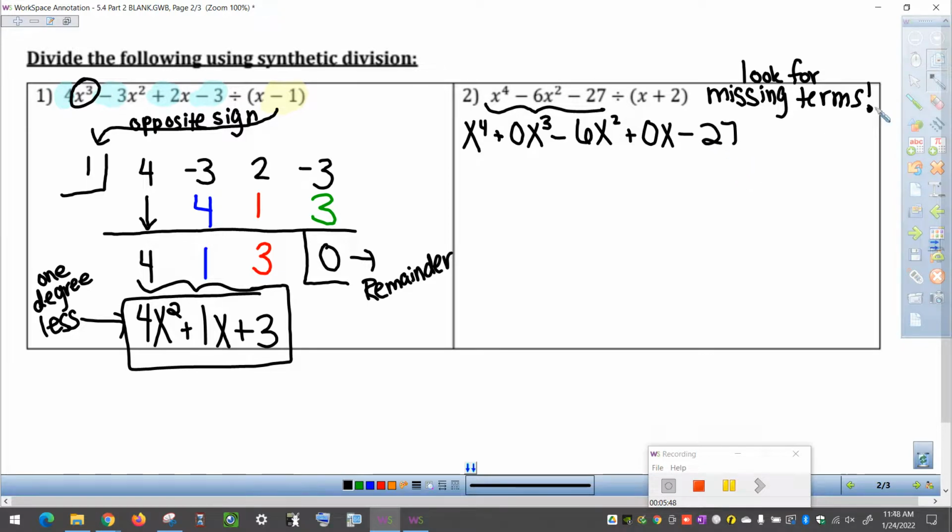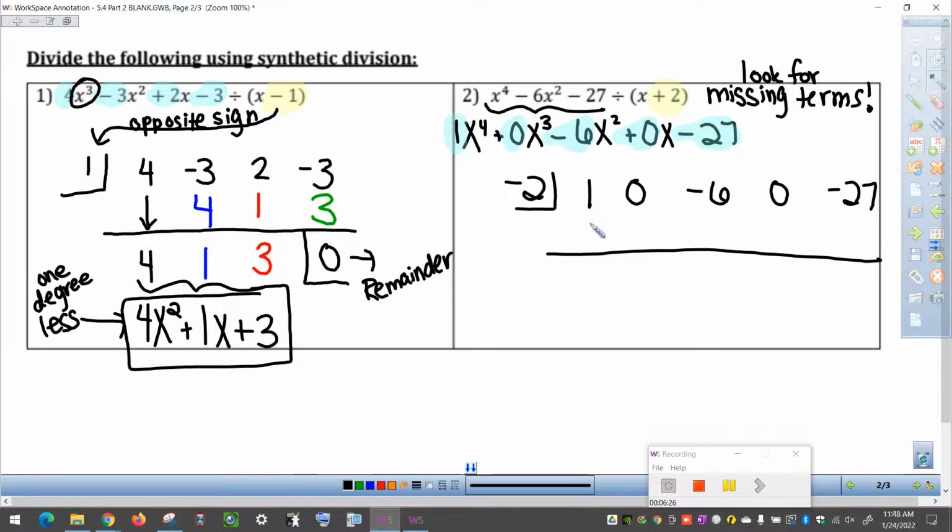All right, we're going to start the same way by looking at what we're dividing by. So we're dividing by x plus 2. So we are going to take that plus 2 and we are going to turn it into a minus 2 when it goes in the box. Now to list out the next set of numbers, we are going to look at the 5 values here that are highlighted in blue, no x's, but we are going to list them out across like this. There's really an invisible 1 at the very front there, so we've got a 1, 0, negative 6, 0, negative 27.